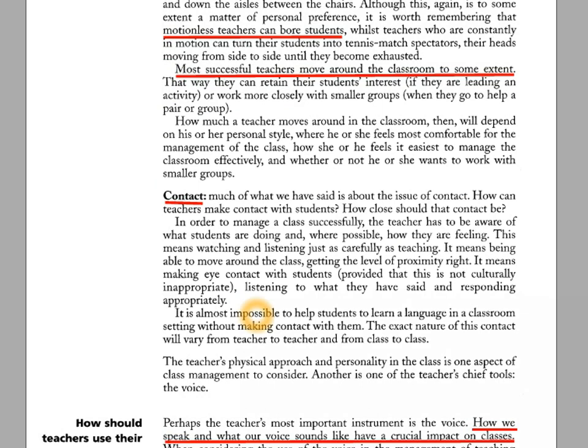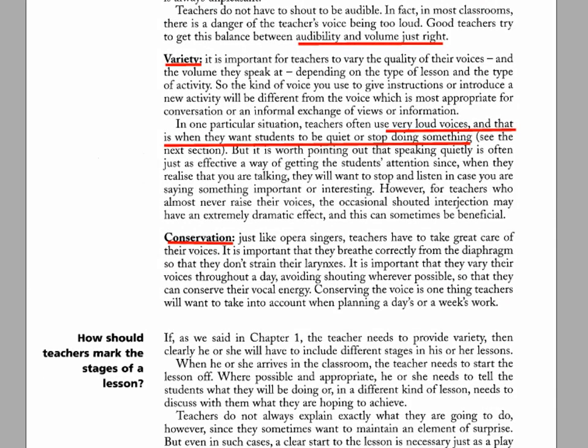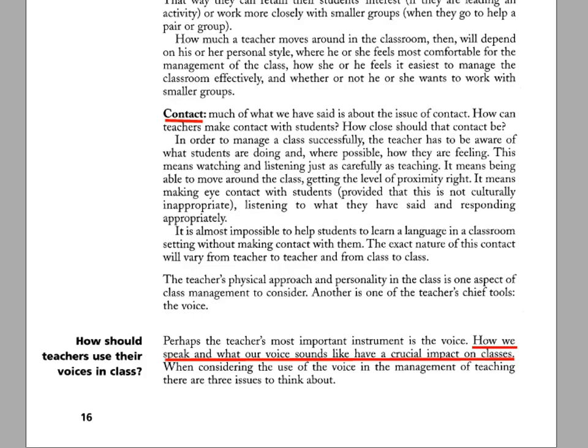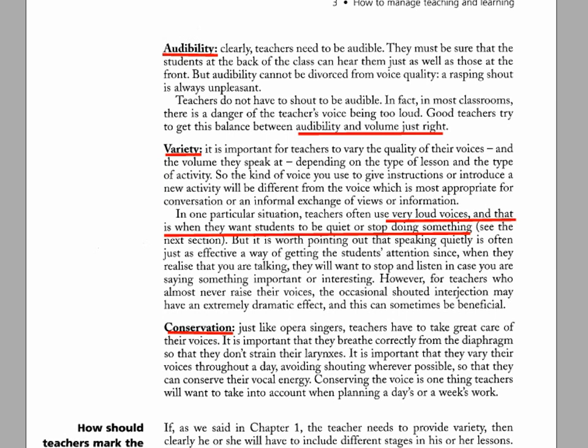Contact, we have here eye contact. In order to give your message quickly and in a nice way, you have to keep eye contact, keep asking questions and give them the space to reflect their opinion. How should teachers use their voices? Your voice should be spread, and use a way to send your voice to the whole class. So it means you have a crucial impact on the class by your voice. Your voice is very important.